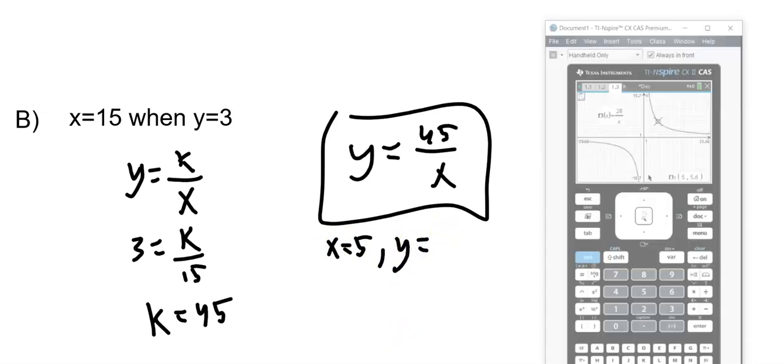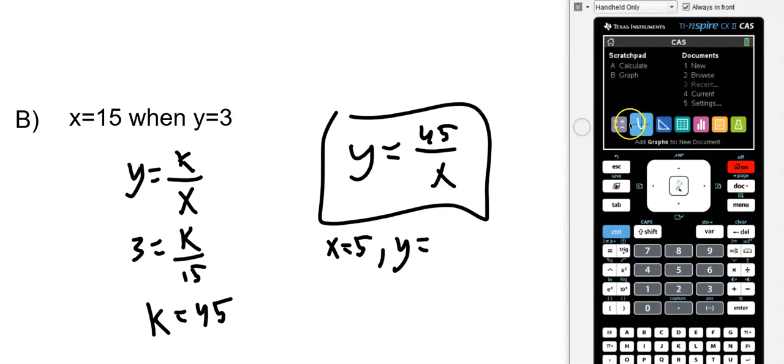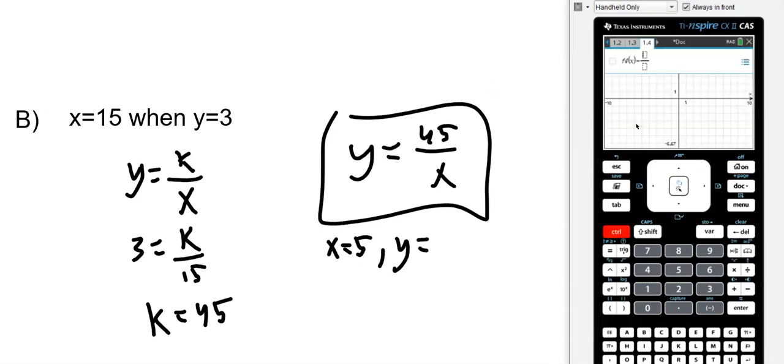At that point, you can either graph it in your calculator, 45 divided by x, trace it, menu 5, 1, type in 5, and since the y value is 9, you get it. Or you could just literally plug in: 45 divided by 5 is 9, and you get it that way.